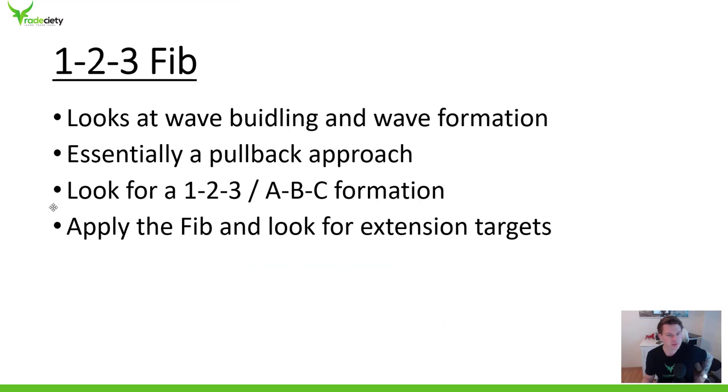So the 1, 2, 3 fib strategy is something that applies and can be combined with what we have already done. We look at wave building and wave formations. Essentially, this is a pullback strategy approach, and we either look for 1, 2, 3, or if you want to call it an ABC formation. I will show you that, and then we just apply the fib to those patterns.